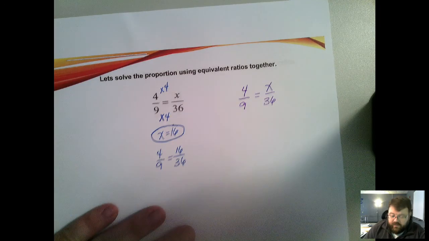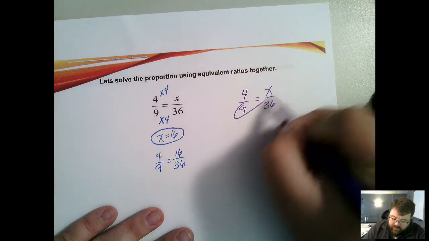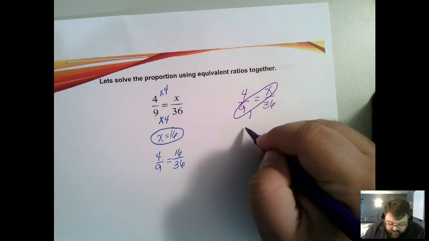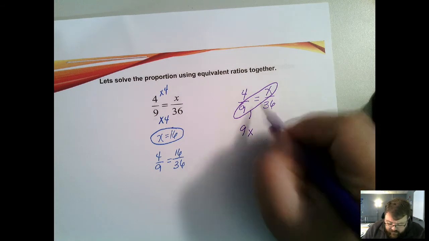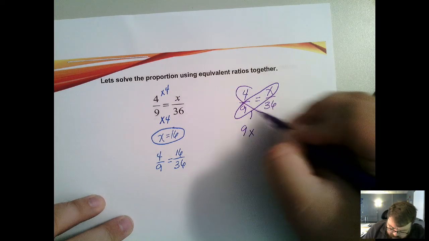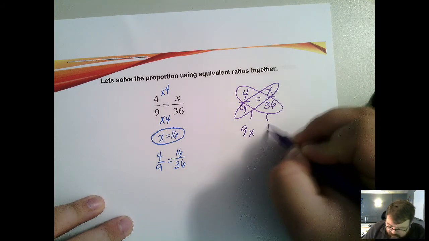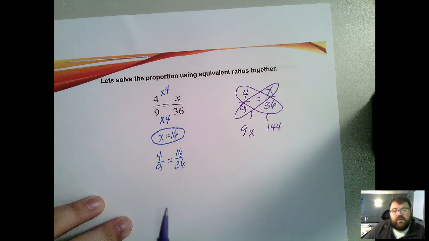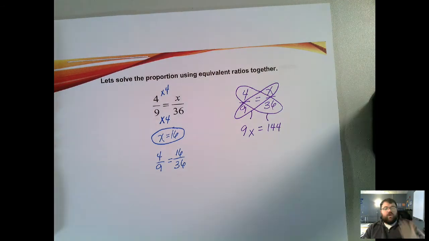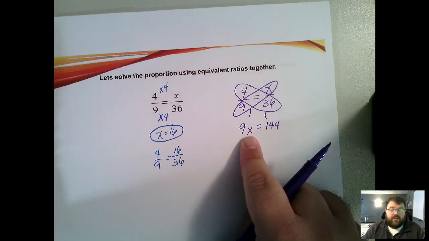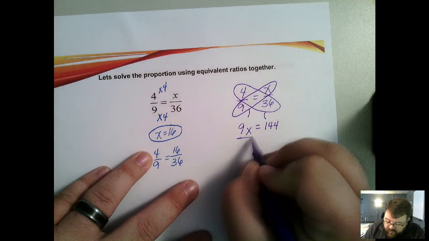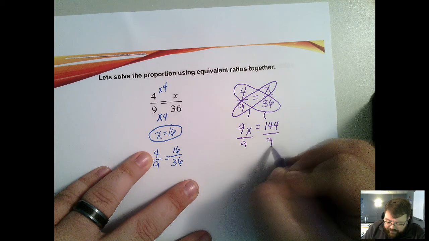So we're going to multiply diagonally. The first thing I have is 9 times x, and that's going to be 9x. And the next thing that I have is 36 times 4, and that's going to be 144. Bring down your equal sign. Now remember, your goal is to get the variable by itself. So the 9 is trying to multiply. You're going to divide both sides by 9.